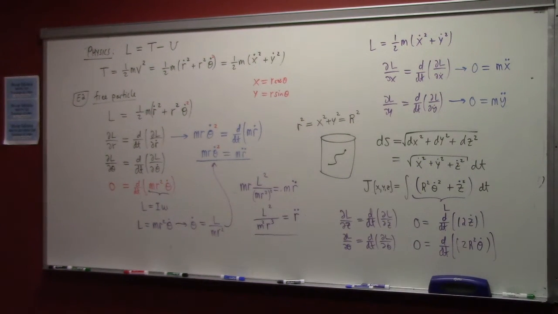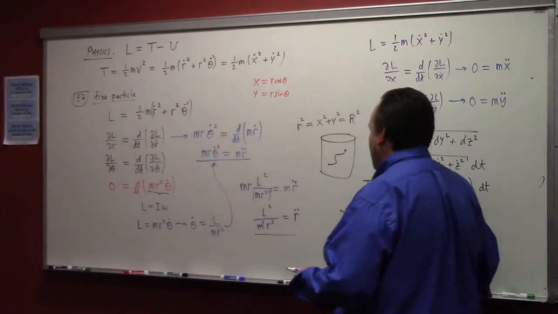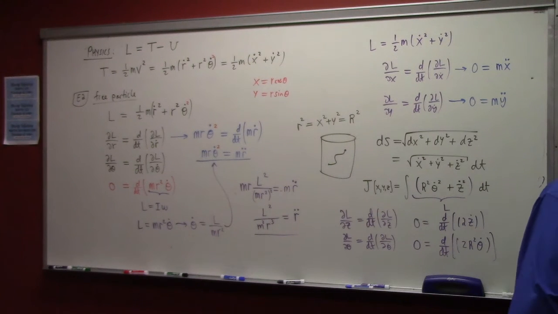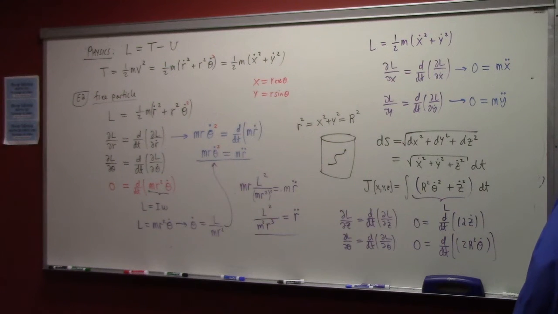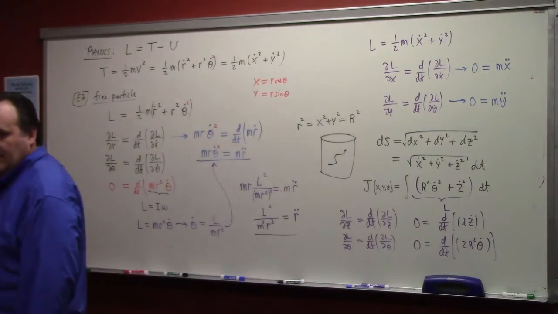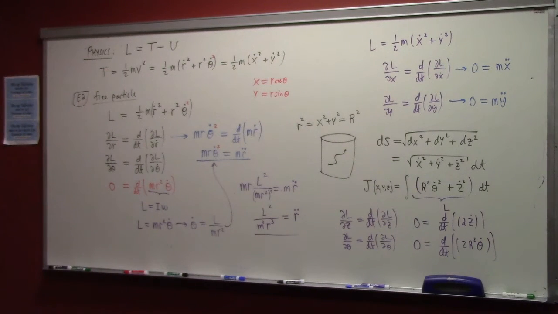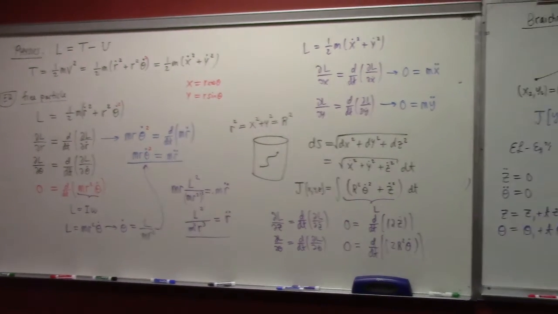So how do you solve those? Well, we have z double dot is equal to 0, and theta double dot is equal to 0. The solutions to those are simply z equals z1 plus t z2, and theta equals theta 1 plus t theta 2. It's linear in z, it's linear in theta. Then you might wonder, how to understand that solution?